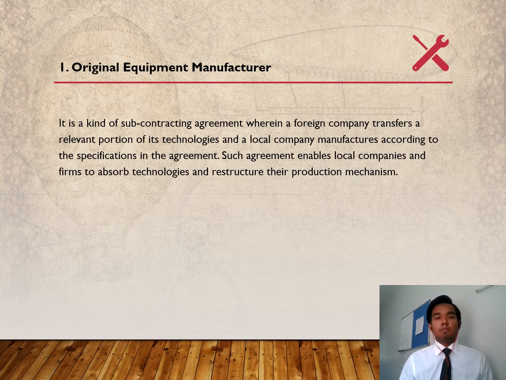So the first one is OEM, original equipment manufacturer. What is OEM? OEM is a subcontracting agreement with a foreign company to transfer a portion of technology to the local company. According to the specification and agreement made by both parties, the agreement will enable the local company to do the production and produce the technologies that are transferred to them.